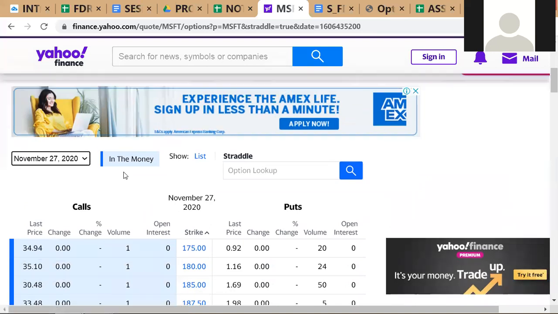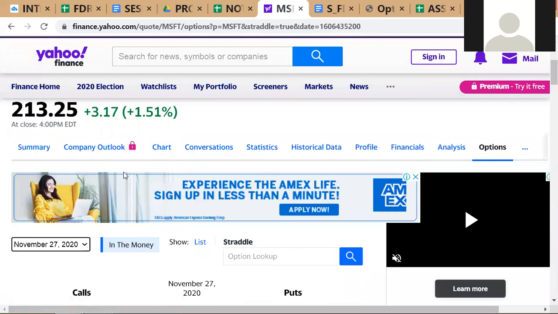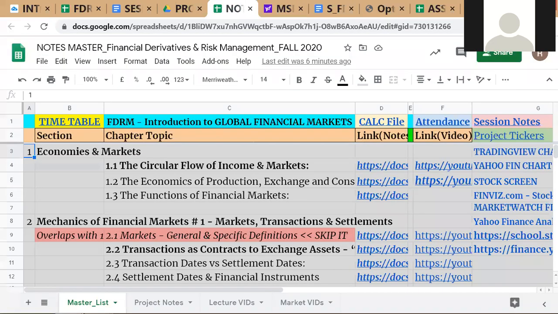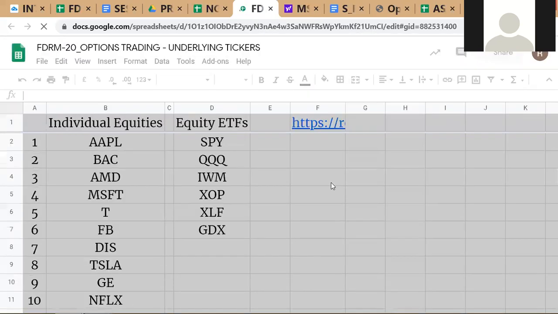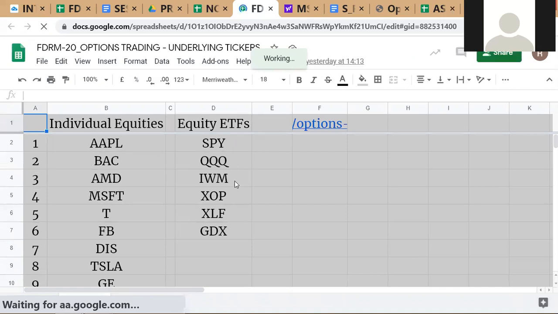Yesterday Vipul was asking about index options. We don't have any direct index options. We have indirect index options in your project because your tickers include some ETFs which are tracking certain indices. This one is tracking the S&P 500, this is tracking the NASDAQ 100, and this is tracking the Russell 2000. These are all indices, but these are not index options because the ETFs trade just like individual stocks. So these trade like individual stock options, and these are American style options.